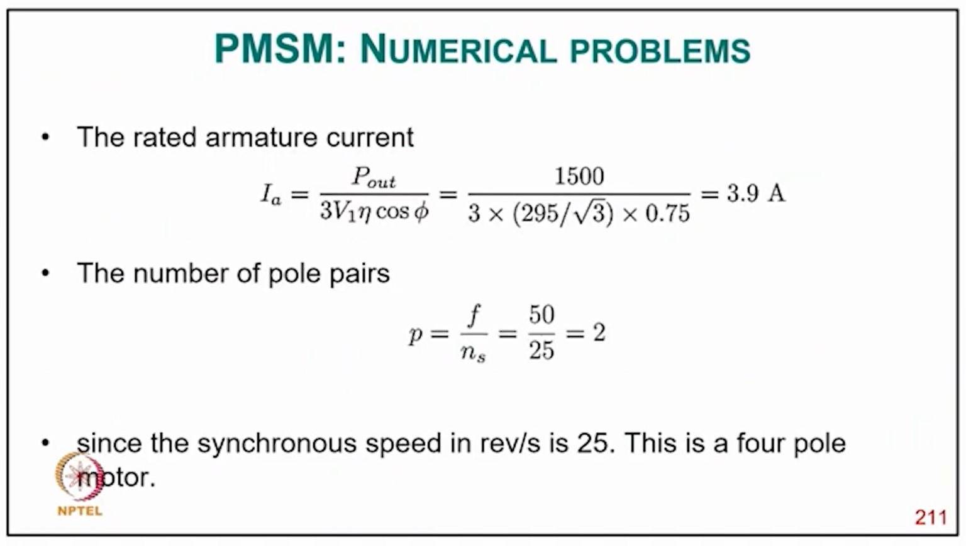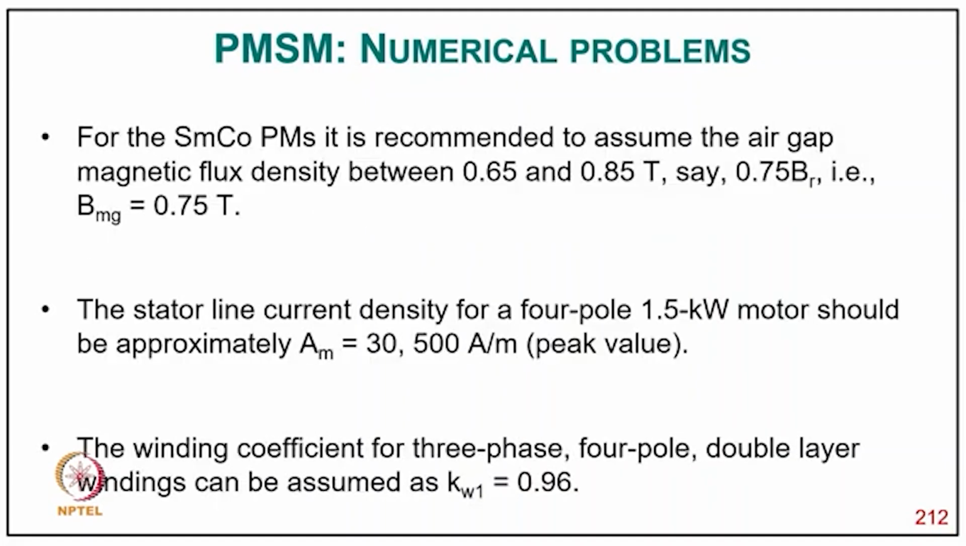So coming to rated armature current, I equal to P out upon 3 V1 eta cos phi. Putting the value, it comes 3.9 ampere, and number of pole pairs p equal to fs upon ns, that comes 2. Since the synchronous speed is 1500 rpm, this is a 4-pole motor. For samarium cobalt PM, it is recommended to assume the air gap flux density in 0.65 to 0.85 Tesla, say 0.75 BR, that is BMG equal to 0.75 Tesla.